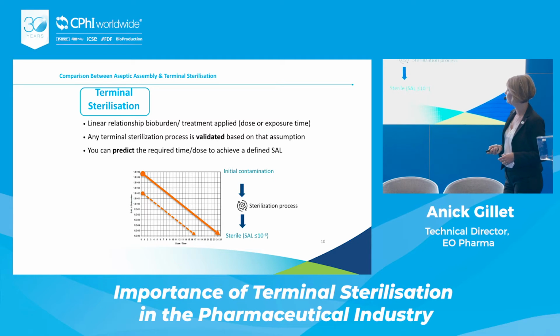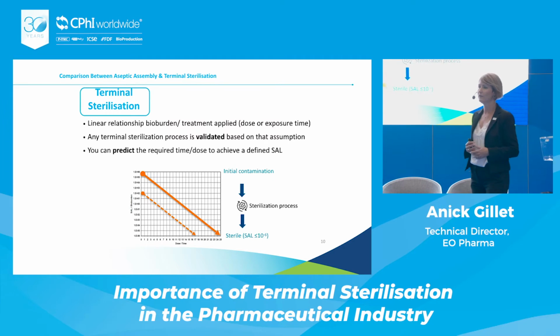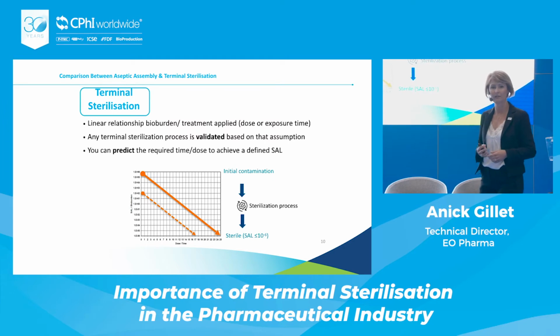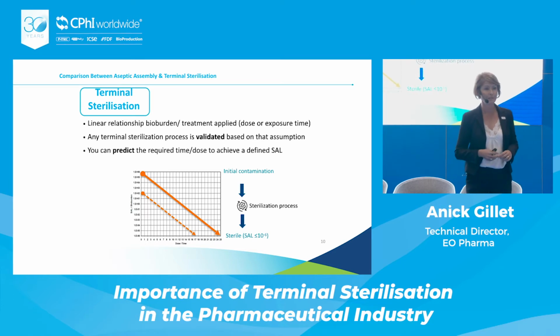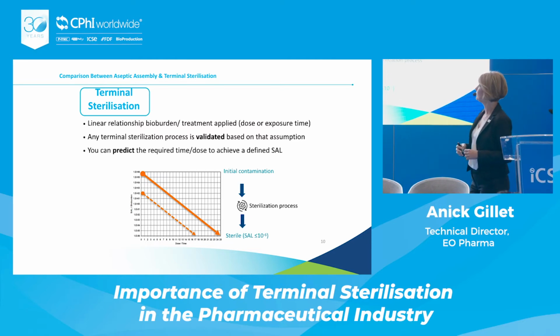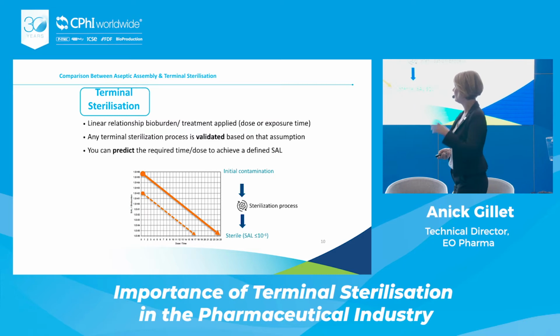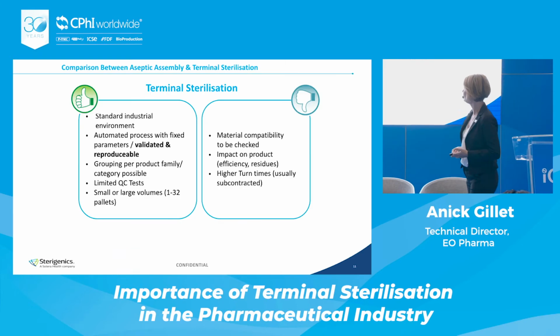Also, you compare it to the natural product bioburden, which is usually lower compared to the biological indicators you are using for your validation. So it means that you are adding some safety margin by your calculations. So really, you can predict how much dose or time you need to achieve that level of sterility assurance. That's the basic of terminal sterilization, and you should keep in mind to compare it to aseptic assembly.